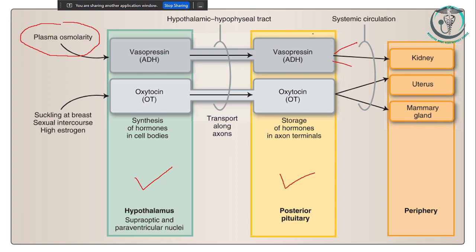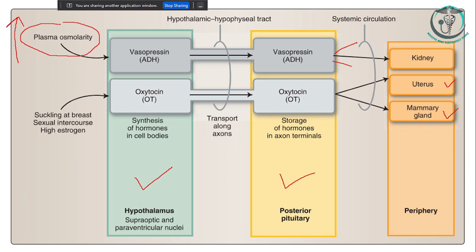So ADH is going to the kidneys. If it is oxytocin, where does it go? It goes to the uterus and the mammary gland. Okay, that's what I wanted you to appreciate. What regulates the release of these hormones? Plasma osmolality. If your osmolality is high, and a scenario or an MCQ comes to say this person has an osmolality of 400, and then they ask you what you expect the body to do.